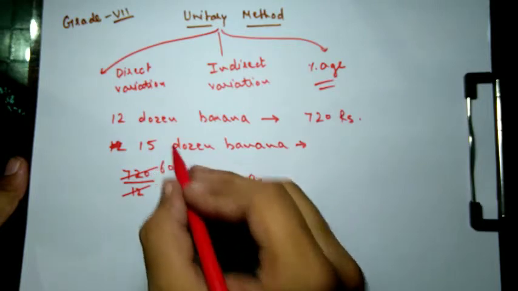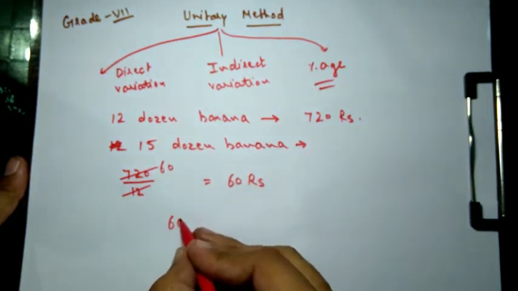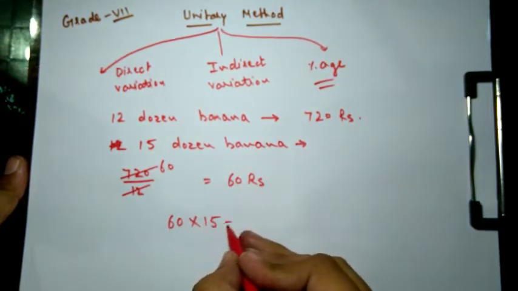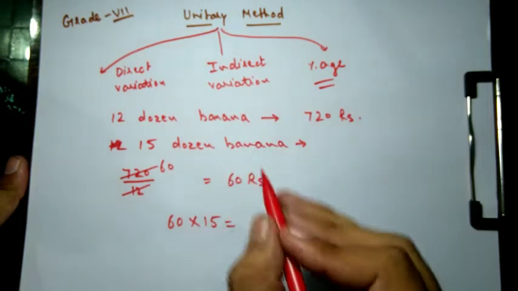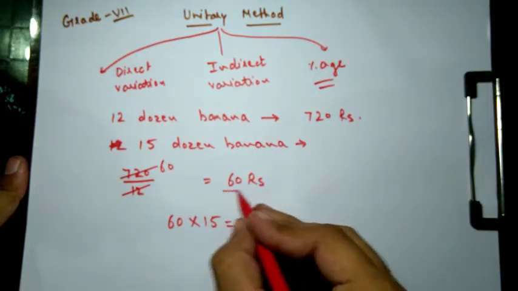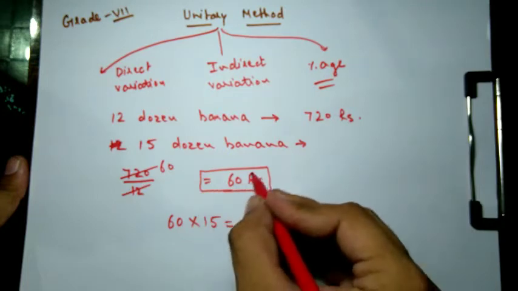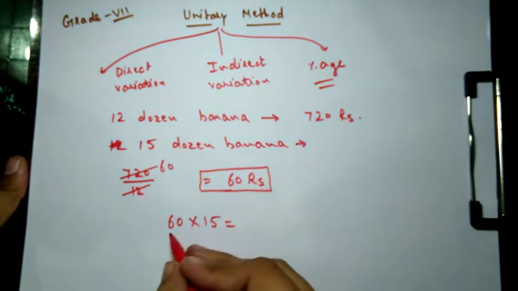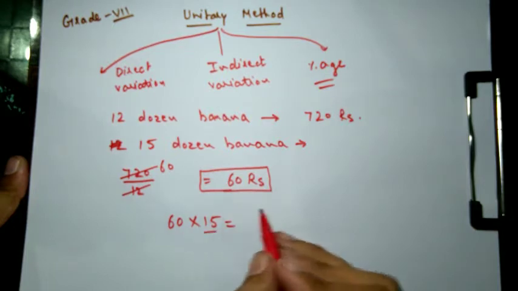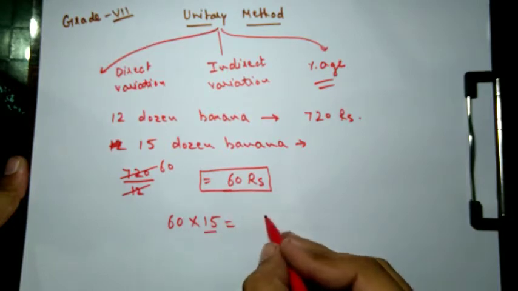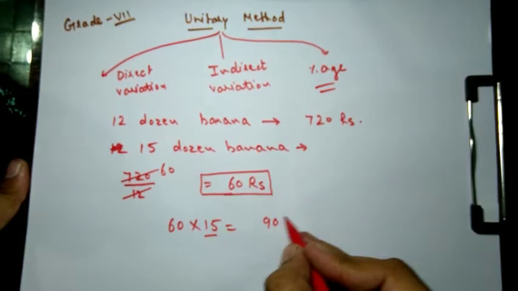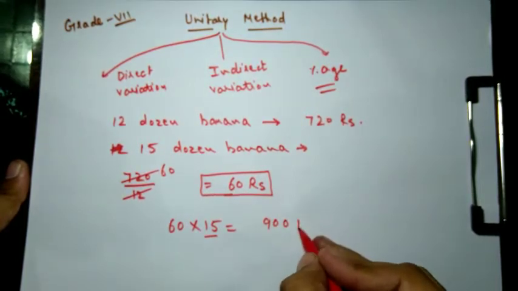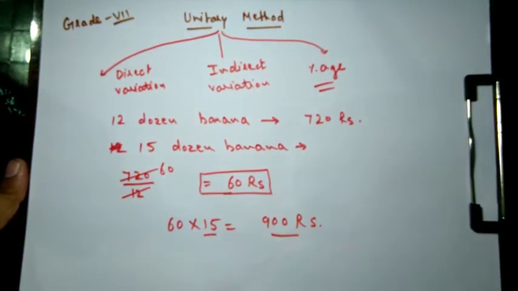So then by multiplying this by 15, we will find the cost of 15 dozen of banana. So this is the cost of 1 dozen of banana, right? And this is the cost of 15 dozen of banana. 15 sixes are 90 and 0 will come, so 900, right?